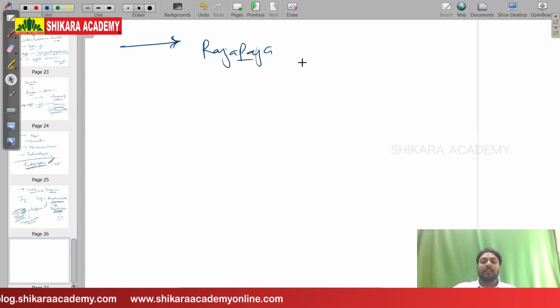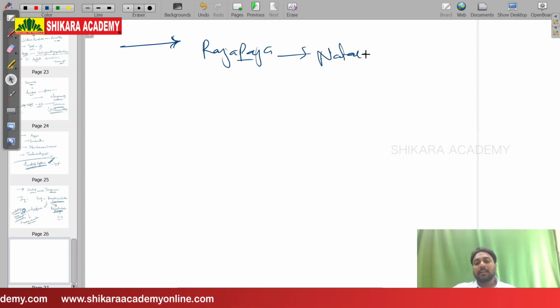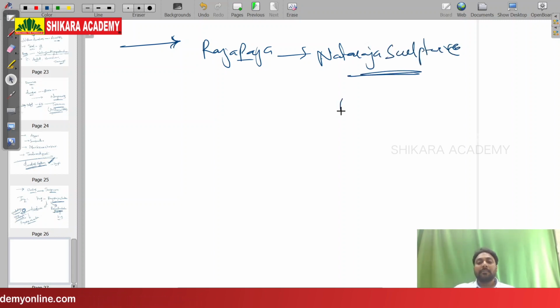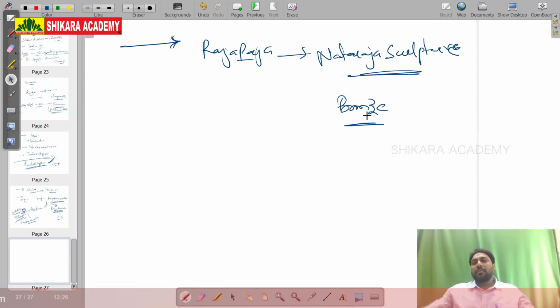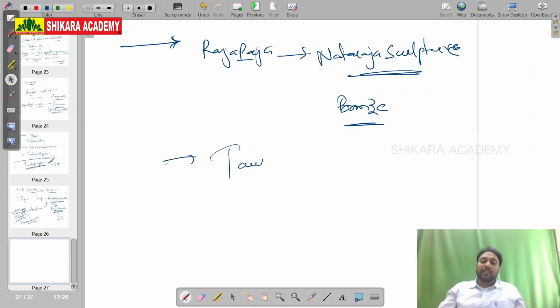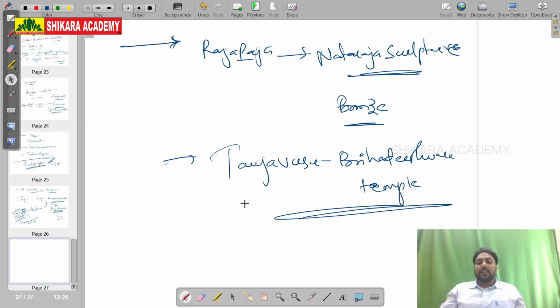Rajaraja built a beautiful sculpture called the Nataraja sculpture. శిల్పం చెక్కించాడు. దేంతోటిది? ప్యూర్ బ్రాంజ్ తోటి ఒక శిల్పాన్ని చేయించాడు నటరాజుడు. అండ్ రాజరాజ కన్స్ట్రక్టెడ్ తంజావూరు బృహదీశ్వర టెంపుల్. బృహదీశ్వర టెంపుల్ శివ టెంపుల్. ఇండియాస్ బిగ్గెస్ట్ శివలింగం ఉంటుంది అక్కడ.